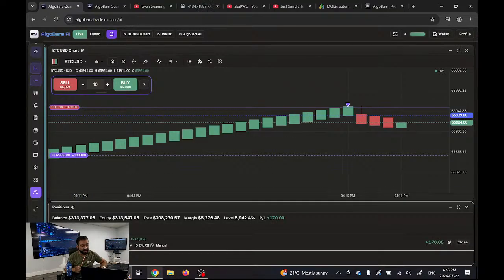Now, guess what? On AlgoBars only, we have what's called ghost orders, and what that does is it actually hides your stop loss and take profit from the order book, so no one can see it. So when you set your stop loss and take profit, nobody else can see it.